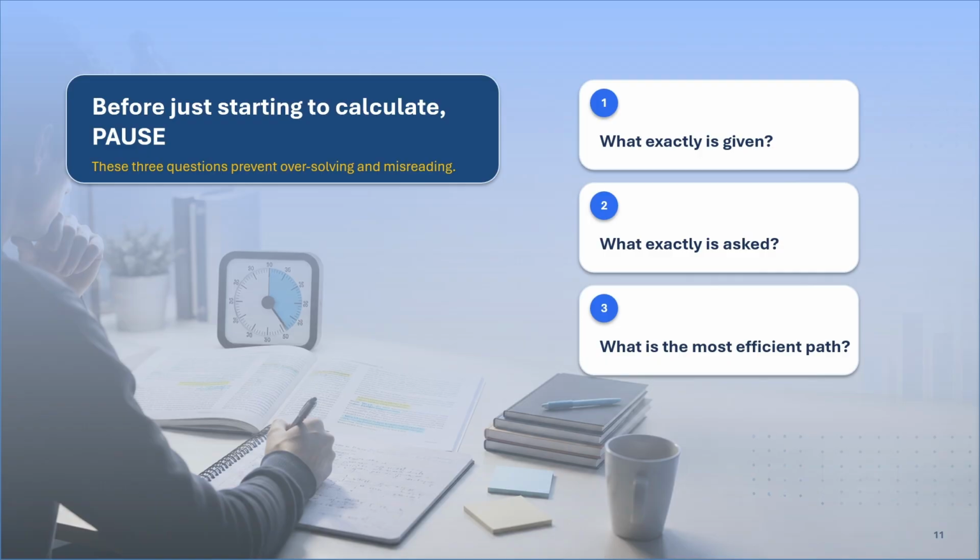And what is the most efficient way to go from what is given to what is asked? A problem may look like it needs several equations, but the answer may come quickly if you notice a certain ratio, suppose. Another problem may look like it's direct calculation, but the real challenge may be translation. Did you even understand what it was asking?